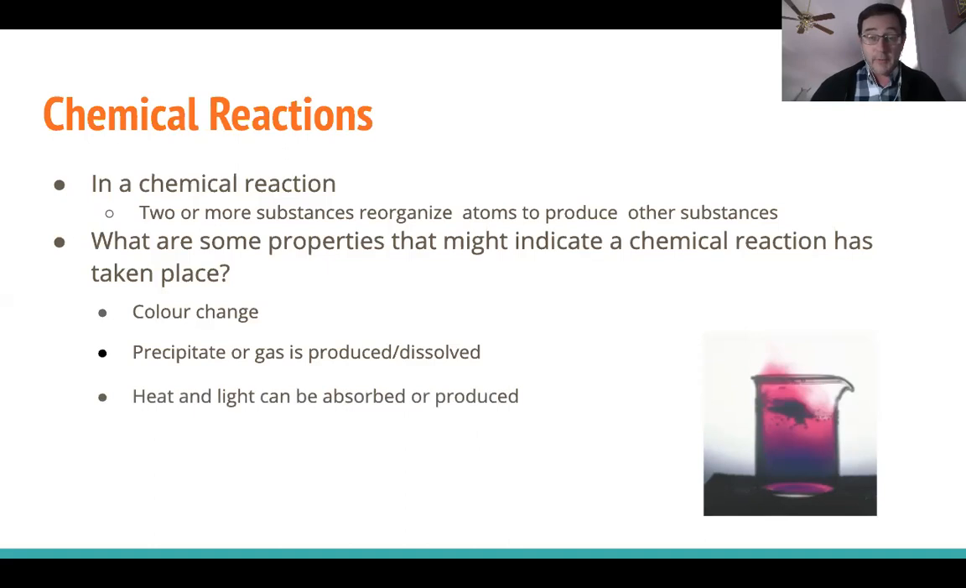Heat and light can be absorbed or produced. If the heat is absorbed into the chemical reaction, then that's called an endothermic reaction because the heat enters the reaction. Whereas if heat is given off, like with the elephant's toothpaste that we looked at in the last video, that's an exothermic reaction because the heat energy is exiting from the compounds, from the reaction.